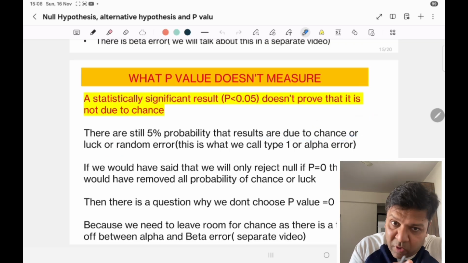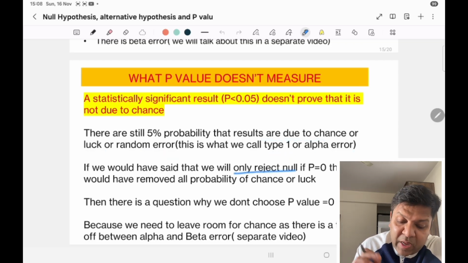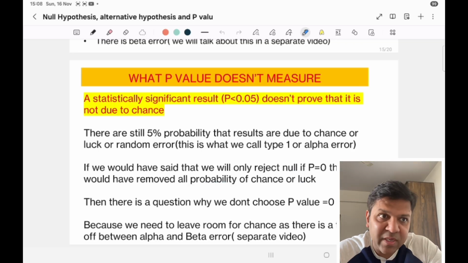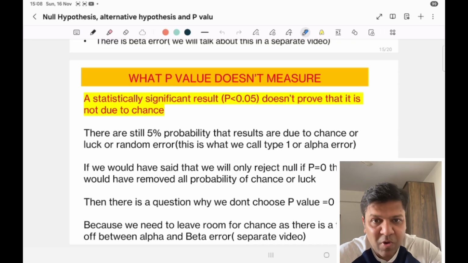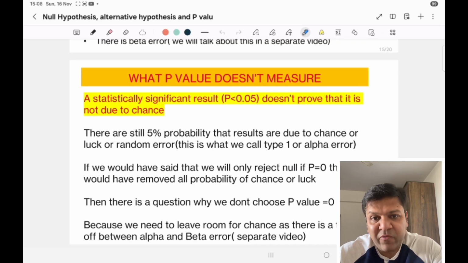So we allow the room for alpha error. Results are due to chance or luck or by random error. This is what type 1 or alpha error is. If we would have said that we will only reject null if p is equal to 0, then we would have removed all the probability due to chance or luck. So you might think that if p is equal to 0, we will remove all chance factor. Why should we not take p is equal to 0 only? Why 5%? Why are we allowing room of 5% for alpha error?